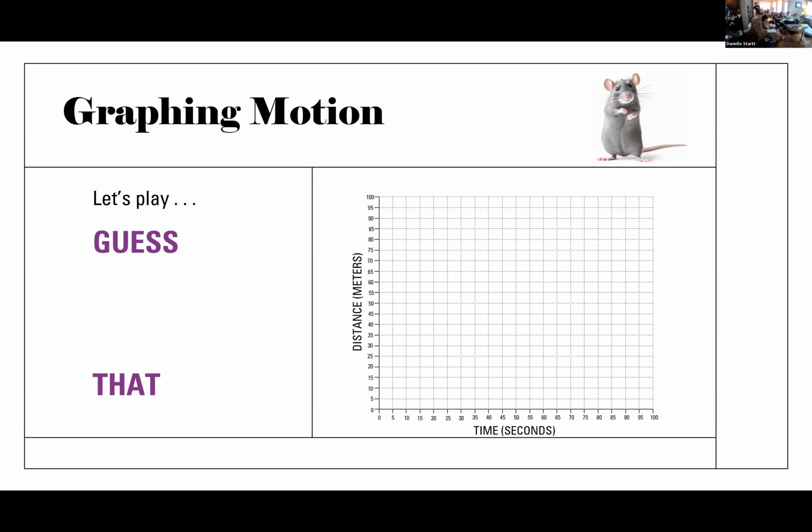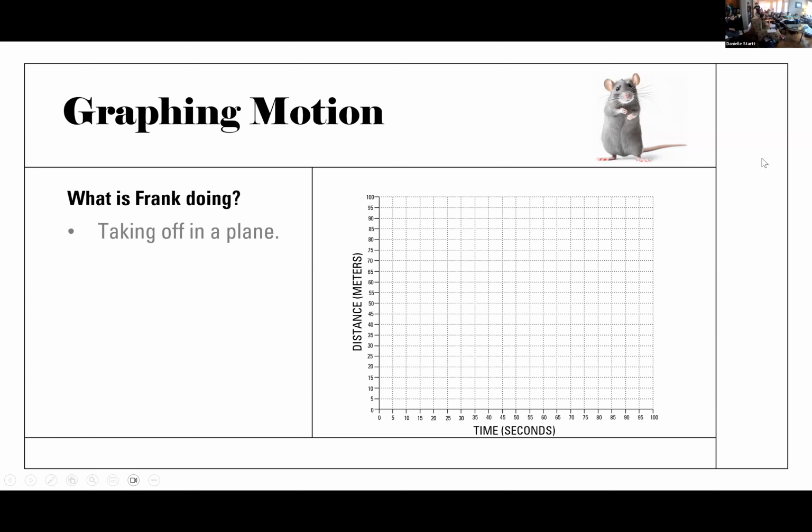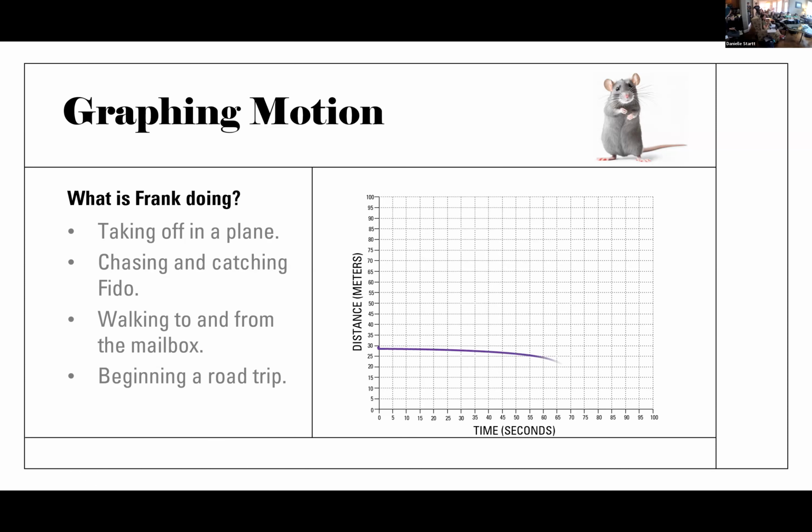So we're gonna play a game. Let's guess that action. We're gonna take votes by a raise of hand. What we want to know here is, what is Frank doing? Is he taking off in a plane, chasing Fido and catching him, walking to and from the mailbox, or beginning a road trip? If you think he's taking off in a plane, raise your hand. If you think he's chasing and catching Fido, raise your hand. If you think he's walking to and from the mailbox, raise your hand. And if you think he is beginning a road trip.